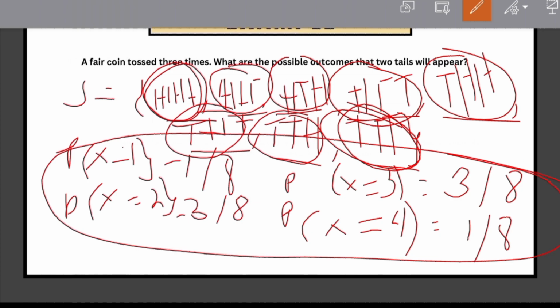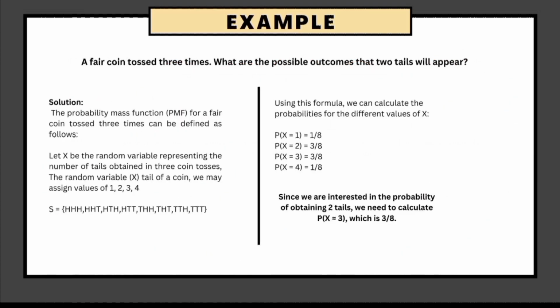And as we signified here, where 2 tails appeared, we can see that there are 3 chances out of 8 where the tails appear. So let's see here. This is a clearer view.